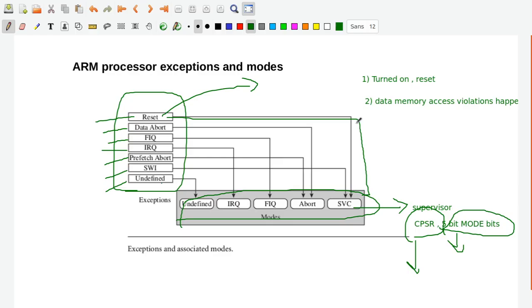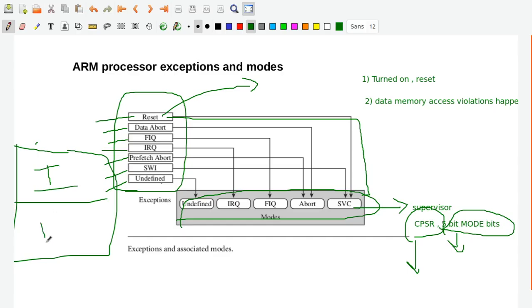When can we have the data memory access violation? See, in this memory there could be the instruction memory as well as the data memory. Instruction memory deals with the instructions. Whatever instruction is written is stored in the memory. For example, if I have an instruction add R1, R2, R3, that instruction will be stored in the memory as a 32-bit ARM hex code. That is what instruction memory is.